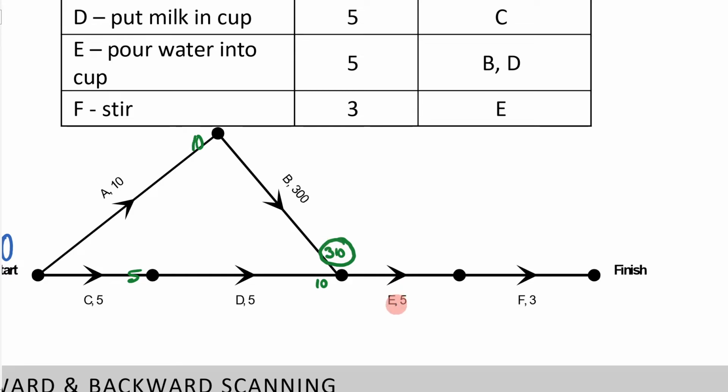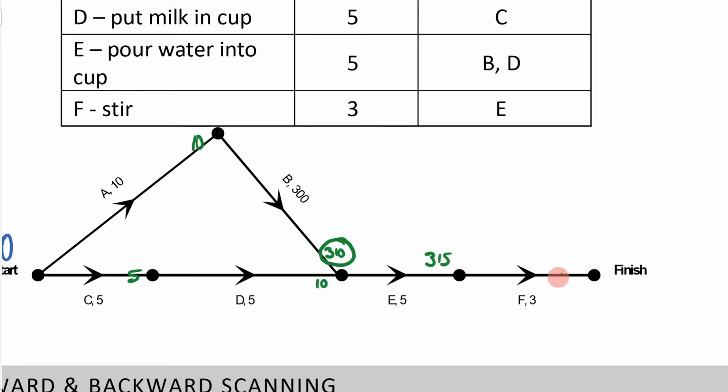Okay, E was pour water into the cup. Once the water is boiled, we can now pour water into the cup. That means we're going to go 310 plus 5, which is 315. This 315 is telling me, and I'm going to write it in again, but don't you write it in, otherwise your page will become very messy. This is saying that the earliest start time for activity F is 315. So only after 315 seconds can we start our next one. So let's rub that out.